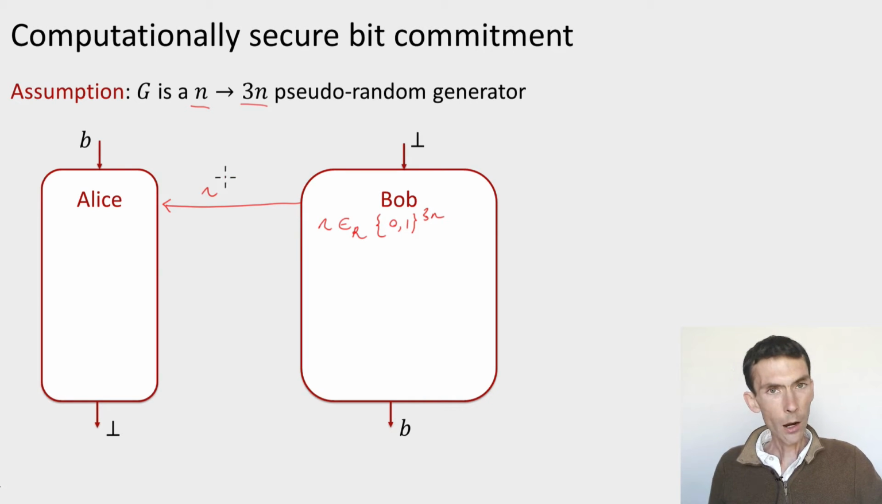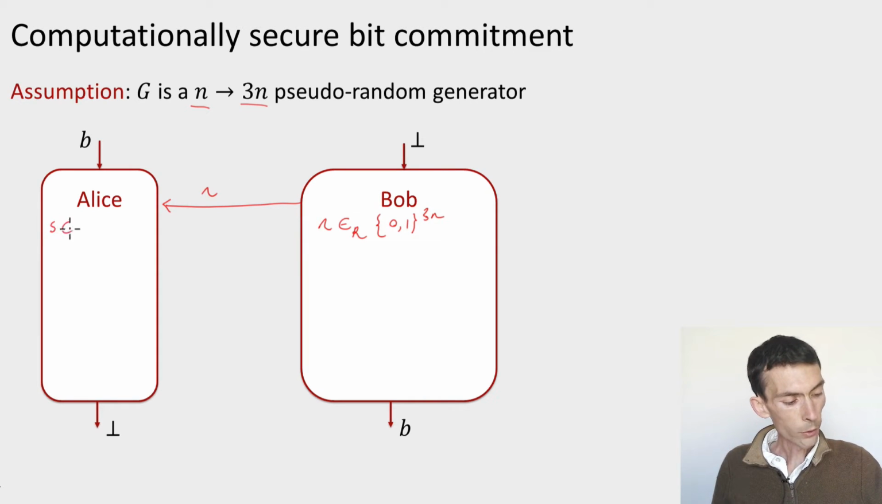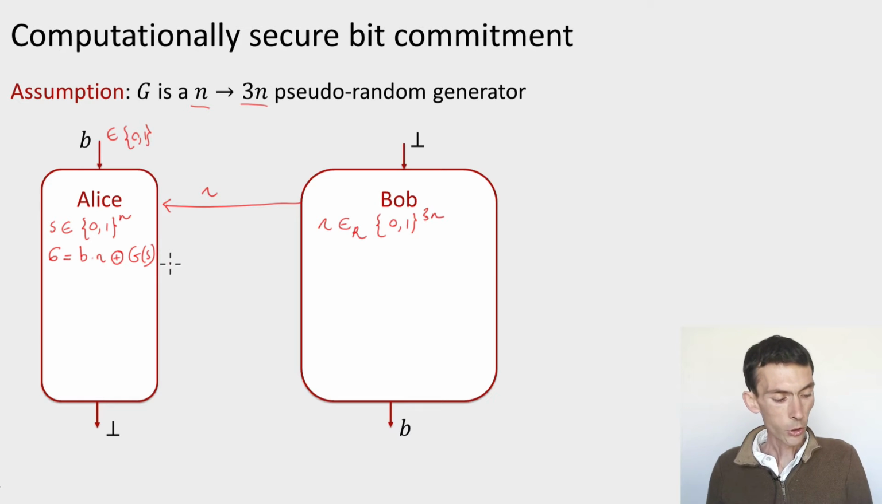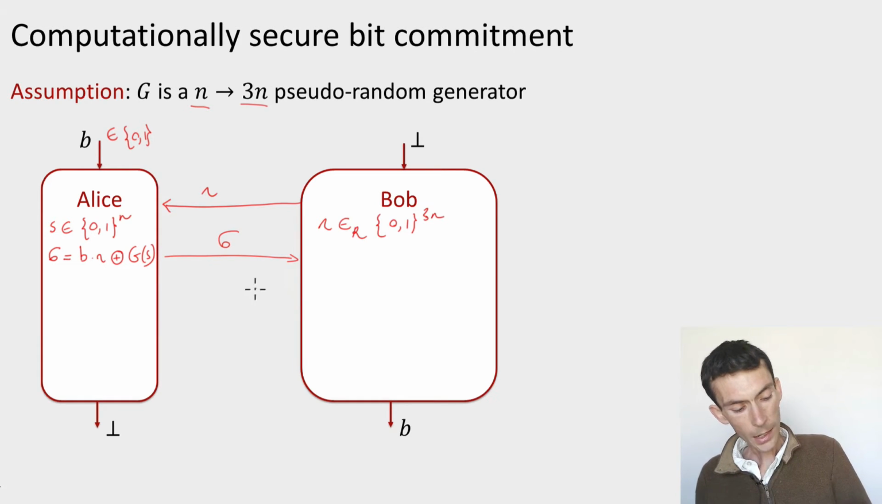Now on receiving r, Alice chooses a uniformly random string s that has n bits, and she sets sigma to be equal to b times r plus g of s. So b is just a bit. What I mean here is that b times r is either the all-zero string or the string r. That's 3n bits, and she takes the bitwise parity with the output of her pseudo-random generator on the string s. She sends that to Bob, sigma. That's the end of the commit phase.